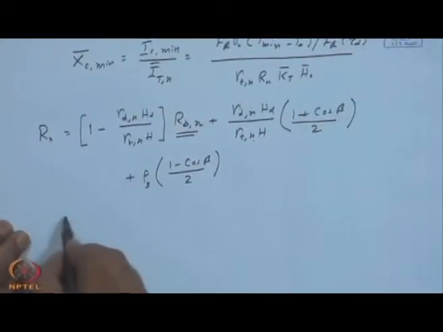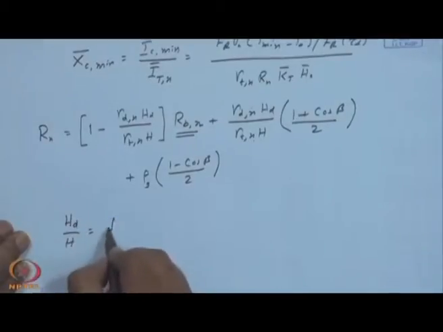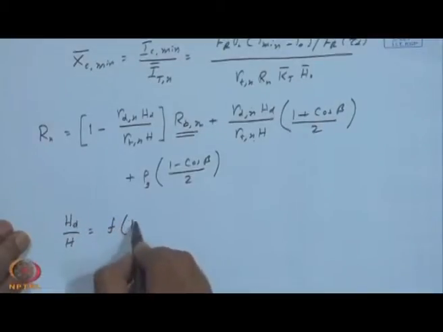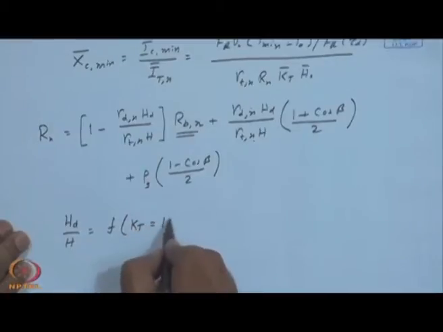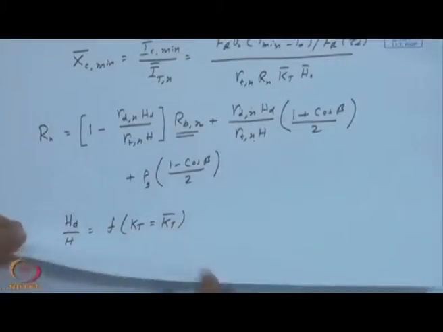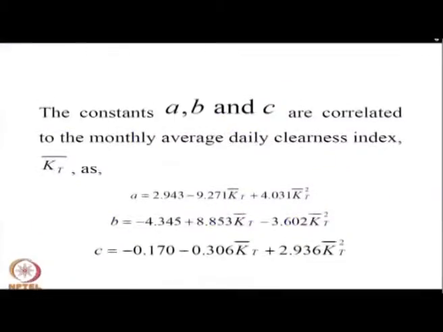And here I also emphasized that Hd by H is calculated as the daily clearness index with Kt numerically equal to Kt bar. For a number of reasons this is supposed to have worked better, consequently this has been adopted.